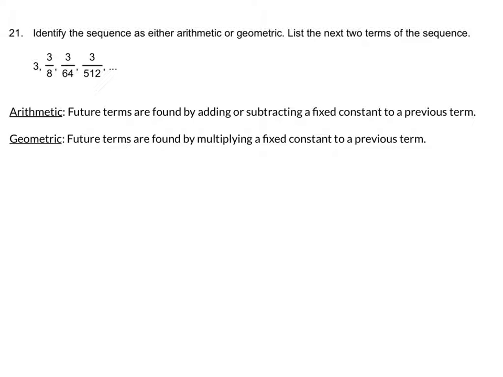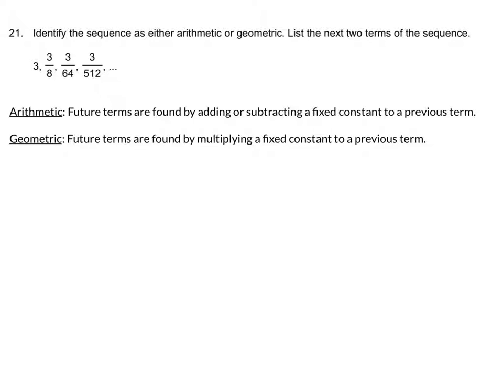An arithmetic sequence is a sequence in which the future terms are found by subtracting or adding a fixed constant to a previous term. A geometric sequence is a sequence in which the future terms are found by multiplying a fixed constant to a previous term. So we need to look at the sequence and decide if the numbers are being added or subtracted to get the next term, or if they're being multiplied by some number to get the next term.